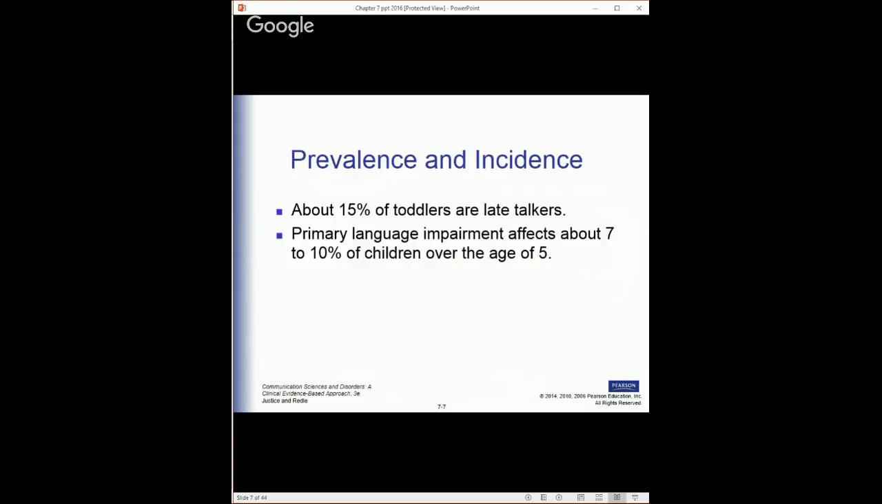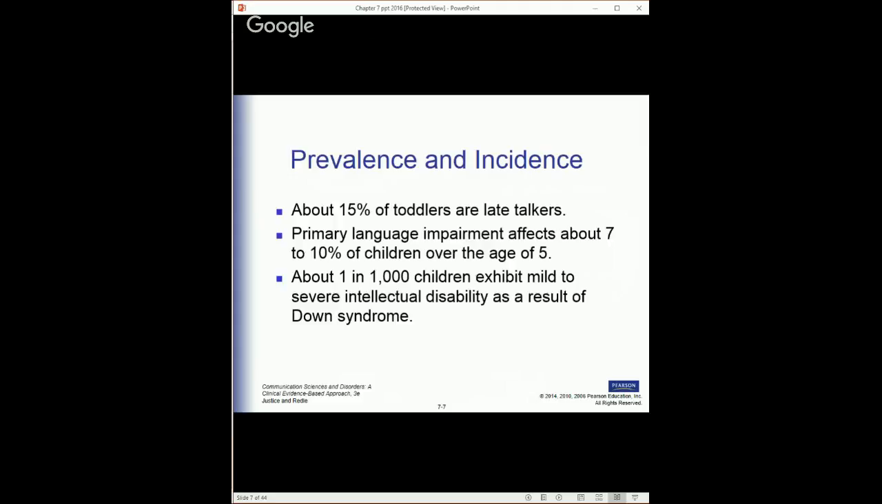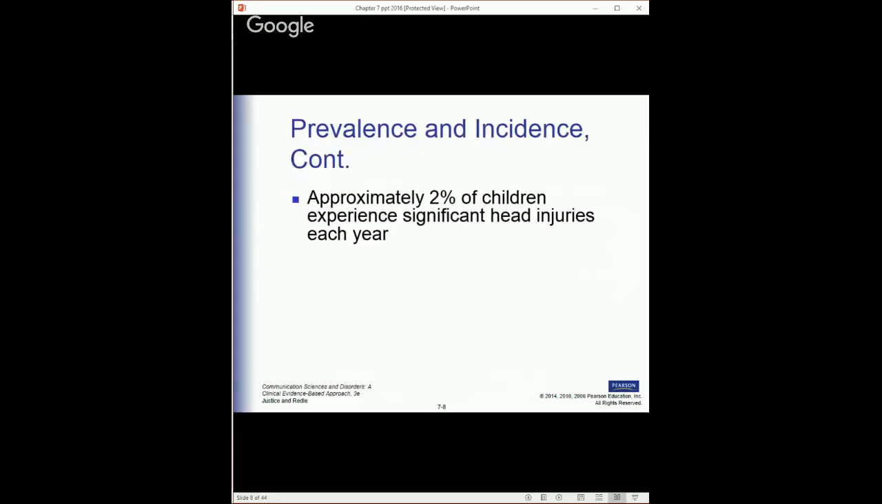Primary language impairment affects about 7 to 10% of children over the age of 5. About 1 in 1,000 children exhibit mild to severe intellectual disability as a result of Down syndrome. About 1 in 68 children exhibit autism or an autism spectrum disorder. And actually, recently, I have heard that number as low as 1 in 45. Approximately 2% of children experience significant head injuries each year.